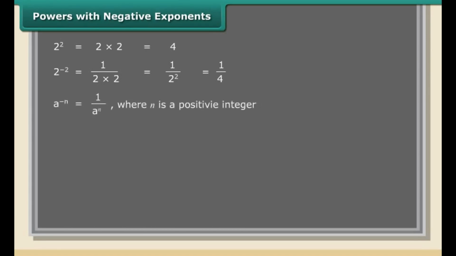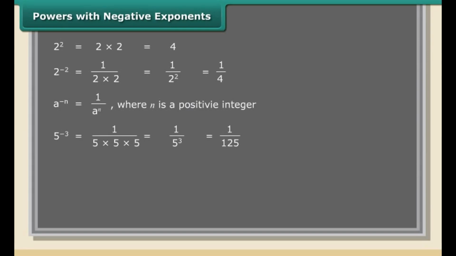Powers with negative exponents. 2 raised to the power 2 is equal to 2 × 2 = 4. 2 raised to the power minus 2 is equal to 1 upon 2 × 2, which is equal to 1 upon 2 raised to the power 2, which is 1 upon 4. a raised to the power minus n is equal to 1 upon a raised to the power n, where n is a positive integer.